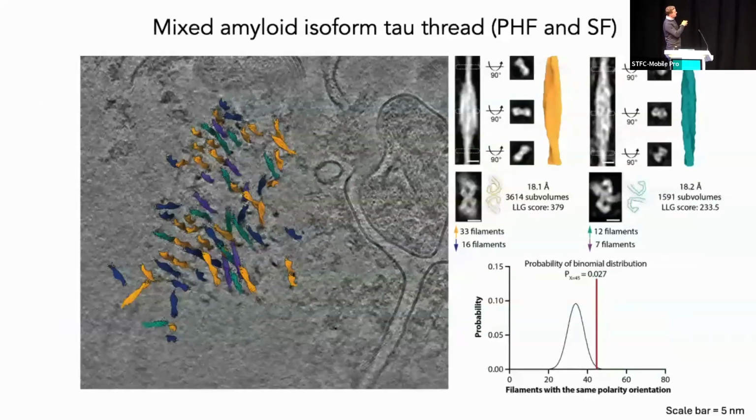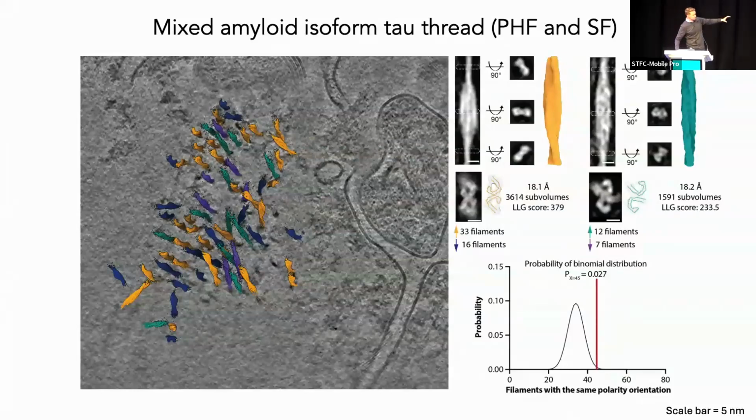We also looked at the polarity orientation for paired helical filaments. 33 of these had one polarity, 16 had an opposing. These are in blue and orange. For straight filaments, which are in purple and turquoise, we had a split of 12 and 7. And again, the probability of getting this overall split by chance was low, suggesting that it was non-random.